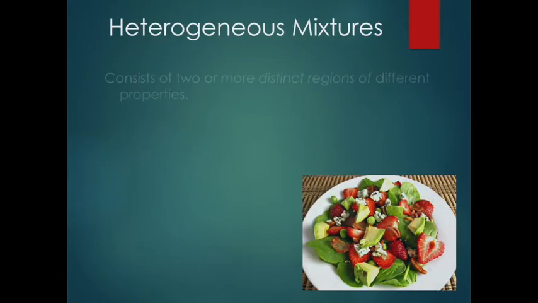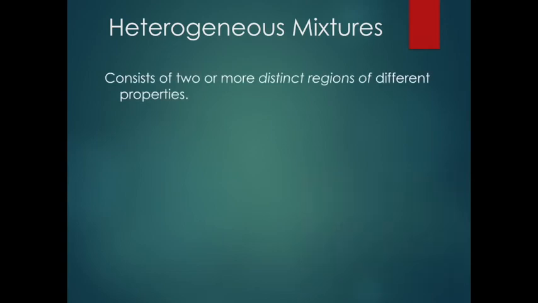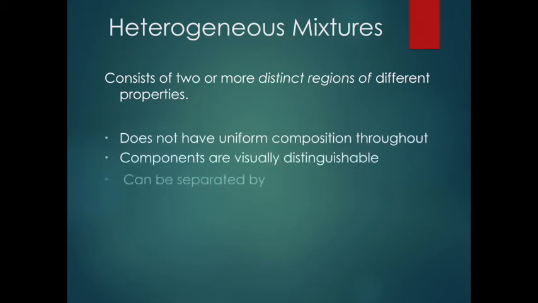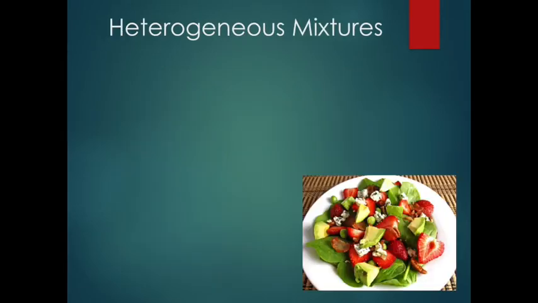Now, heterogeneous mixtures have two or more distinct regions. So in the salad, that went away here. Let me see if I can go back. Nope. Okay, in the salad, we can see what is in there. We can see some avocado, we can see some strawberries, some pecans, some spinach, some blue cheese crumble. It even looks like there's some bacon in there, some peas. Okay, there's all kinds of things in the salad, and I can see the different components. With a homogeneous mixture, I can't see the different components, but with heterogeneous, I can.